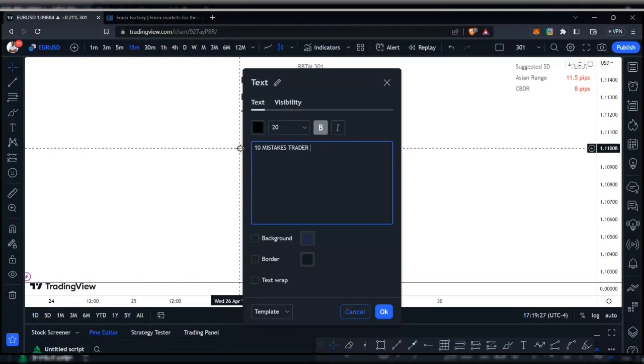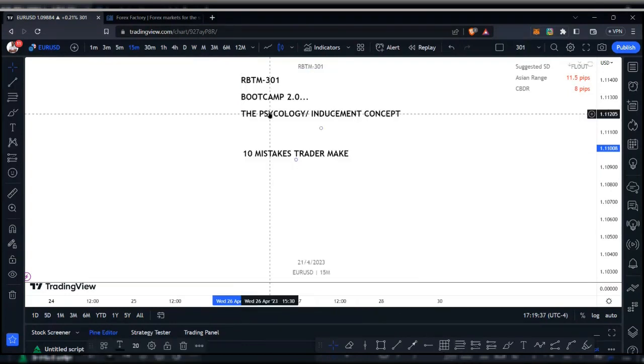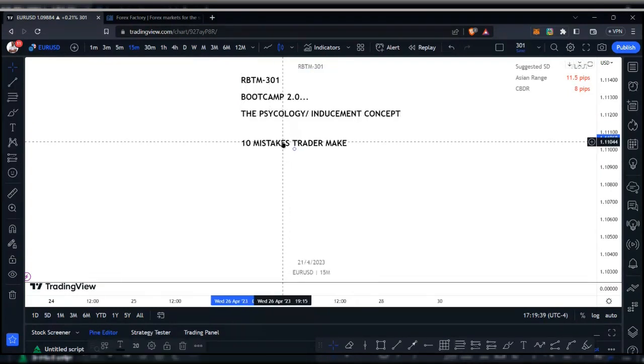Should I use commonly or often? Or should I just say make? Let's just say make, please. Life can be easier for us. 10 mistakes traders make.